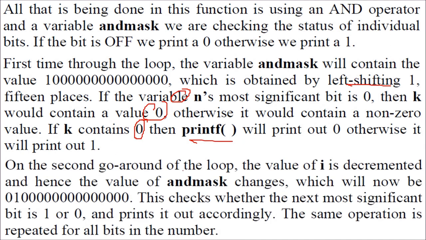And in a similar way, you go for the second loop, where i is decremented again. Hence, this AND mask changes every time. So we'll now have this one. First, it was here. Second, it was here. Next time around, 1 will be this, 0 will be this. So this will check whether the next most significant bit is 1 or 0, and it will print it accordingly. And then a similar operation is repeated for all the bits in the number.